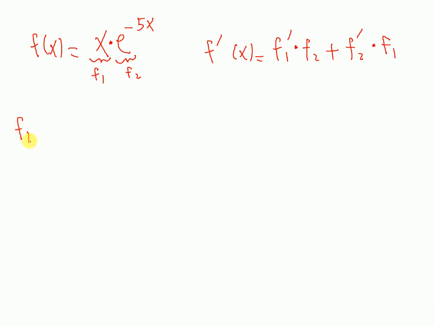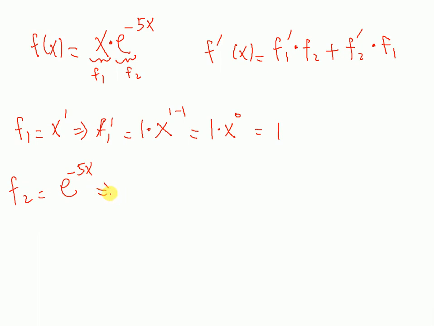Now f1 is x, which is x to the 1, so f1 prime, use the power rule, bring down the 1, subtract 1 from the exponent, 1 minus 1, that gives me 1 times x to the 0, and x to the 0 power is just 1, so we have only 1 by the end. Now f2 is what? e to the minus 5x. Now we need to take f2 prime, equal what?